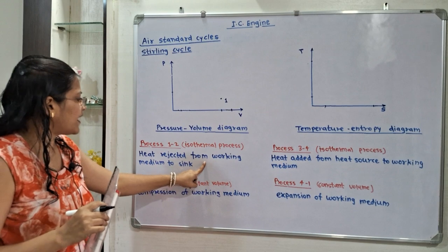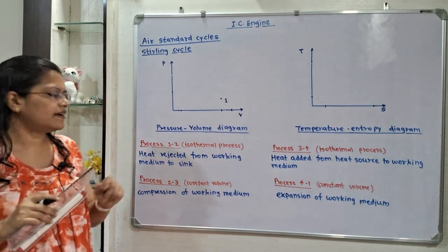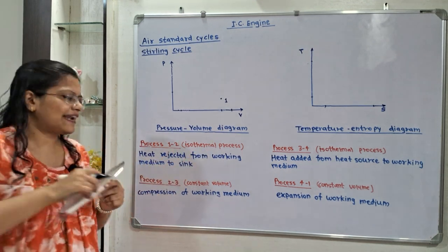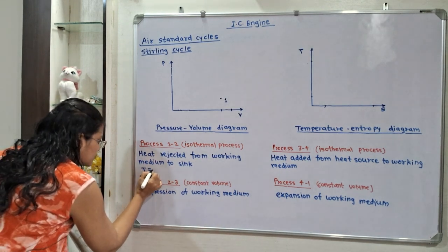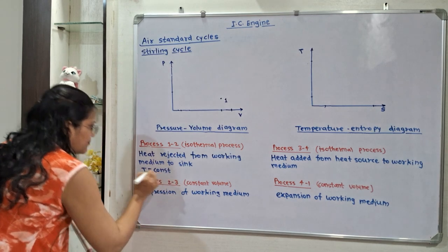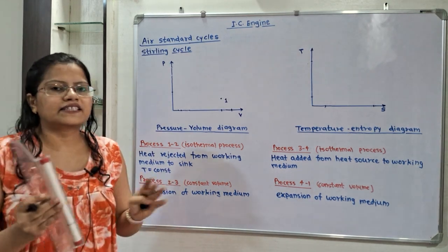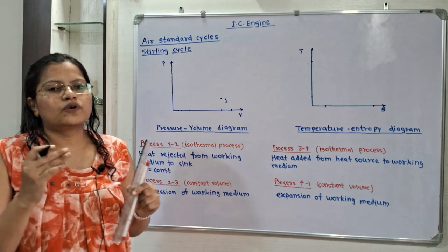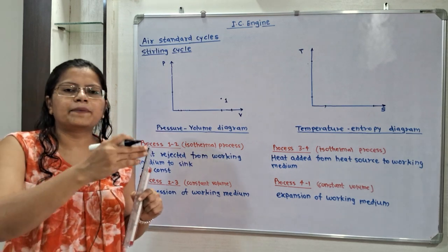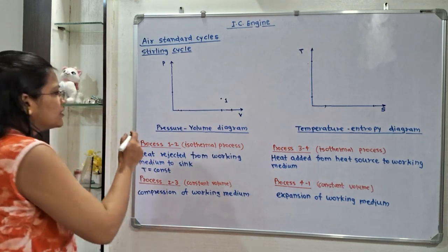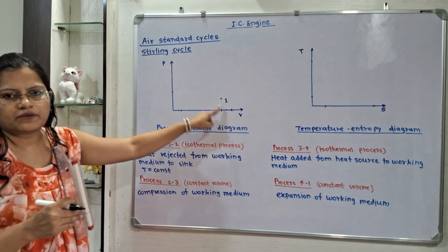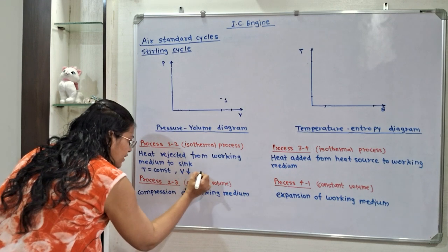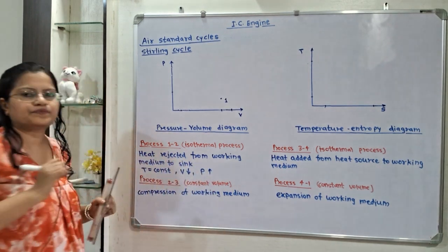Now, what is the effect when the heat is rejected to the sink? This is the isothermal process, that means temperature will remain constant. So, we have to show constant temperature here. During the heat rejection process, there is a decrease in volume of the air. So, volume is getting decreased and the pressure is getting increased. These two are opposite to each other, pressure and volume. So, we have to show decrease in volume and increase in pressure.